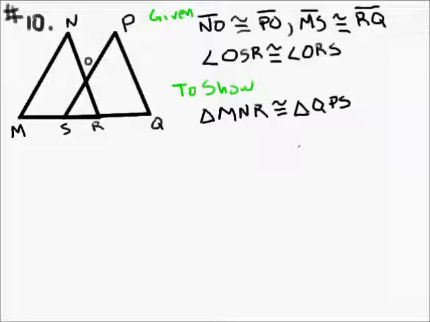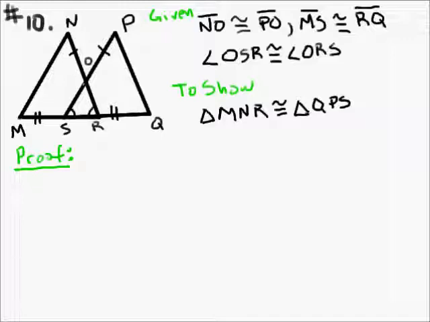Well, first things first, I think we should take a look and mark out our congruencies. We have NO is congruent to PO, MS is congruent to RQ, and then we have angle OSR is congruent to ORS. Okay, well, I have an idea how we're going to show this, so we'll write out proof here. Let everybody know that this is where our proof is starting.